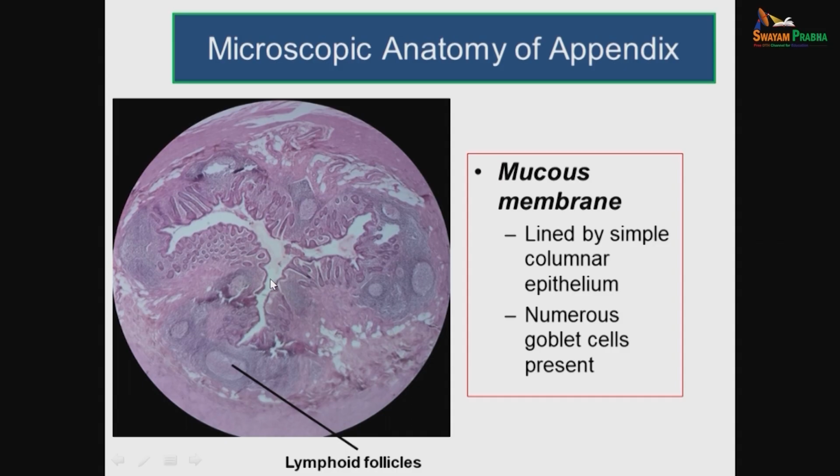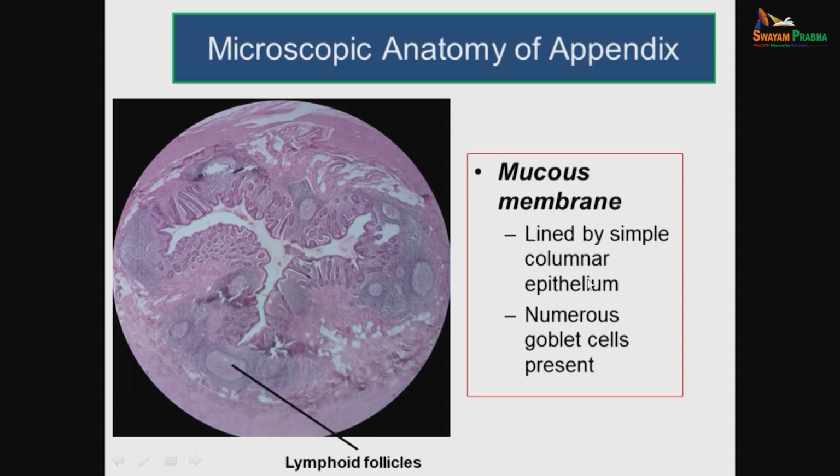So this is the mucosal layer and this is the submucosal layer. You see a lot of lymphoid follicles in the submucosal layer. The mucosal layer is lined by simple columnar epithelium, just like the rest of the large intestine. It is simple columnar epithelium, but it does not have those features unlike the large intestine because the absorption of water does not happen here. There is no functional significance for the appendix. So the modifications are not as much present as in the rest of the large intestine.